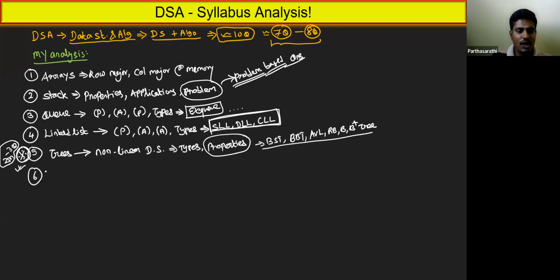And then the sixth topic is heap. It is also one of the interesting data structures, where we can find the minimum and maximum element in order of one time. So if it is a min heap, you can get the minimum element in order of one time. If it is a max heap, you can get the maximum element in order of one time.